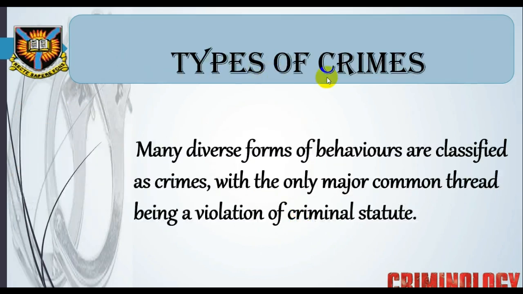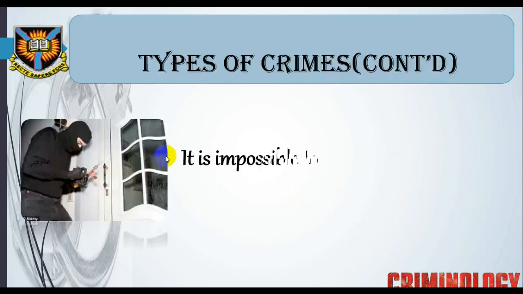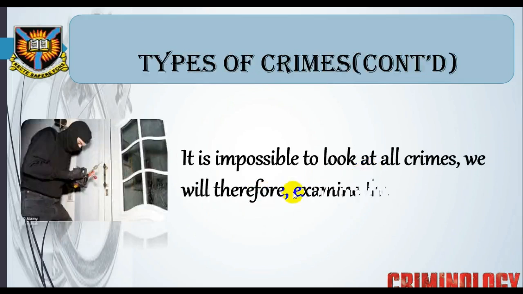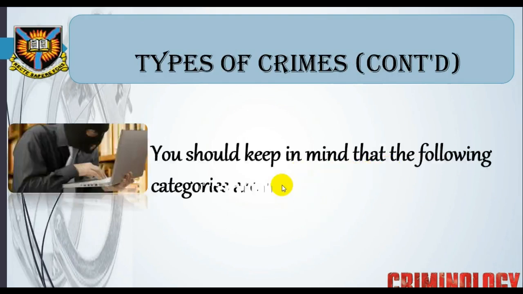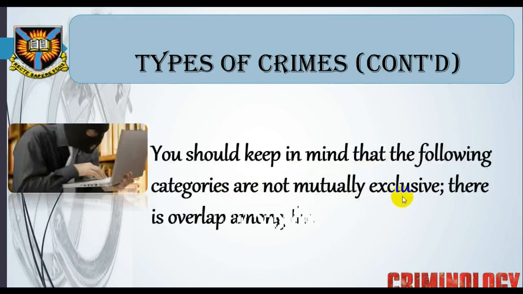Types of crime. Many diverse forms of behaviors are classified as crimes, with the only major common thread being a violation of criminal statute. It is impossible to look at all crimes. We will therefore examine the more important ones. You should keep in mind that the following categories are not mutually exclusive. There is an overlap among them.